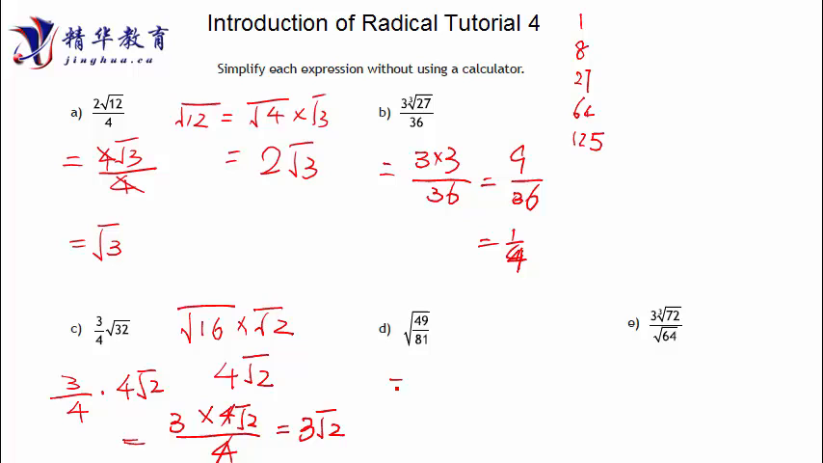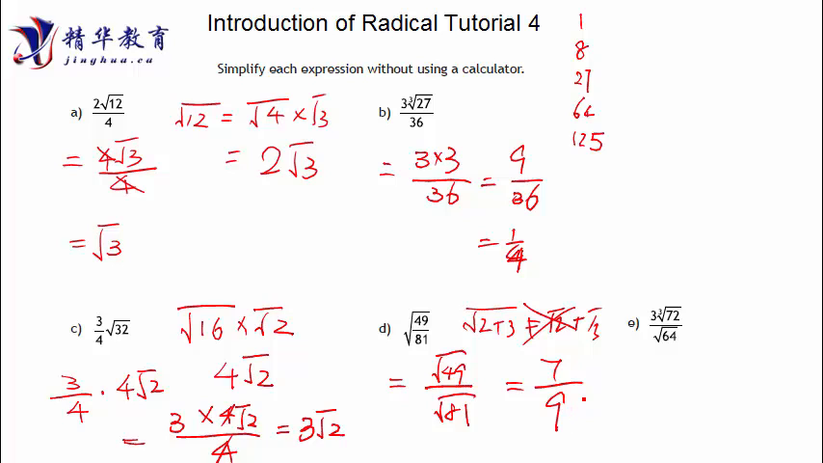Okay, the next one. Square root of 49 over 81. This equals square root of 49 over square root of 81. A square root can do that. If it's multiplication or division, we can just apply it to each term. But addition and subtraction is not okay. Square root of 2 plus 3 is not equal to square root 2 plus square root 3. It is not right. So only multiply and divide are okay. Square root of 49 is 7, square root of 81 is 9, which gives 7 over 9. Finished.